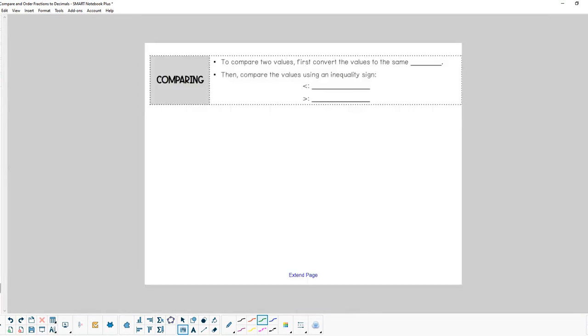So first of all, when we're comparing two values, we first convert the values to the same form. Then compare the values using an inequality sign such as less than or greater than.